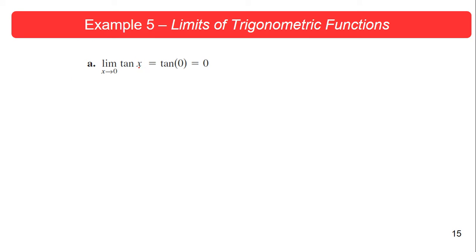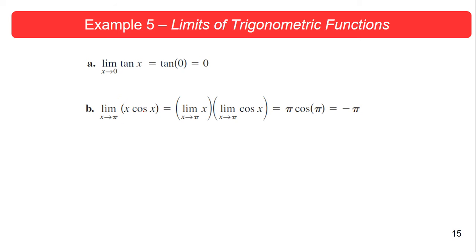So if we're going to take the limit of tangent x as x approaches 0, we're just going to plug in tangent of 0 and we get 0 back. That works. That's cool. X times cosine x. Maybe you don't know what that looks like, but we're going to evaluate it at pi. And we have pi times, what's the cosine of pi? Oh, that's -1. And we get -1 times pi, and we get back negative pi.